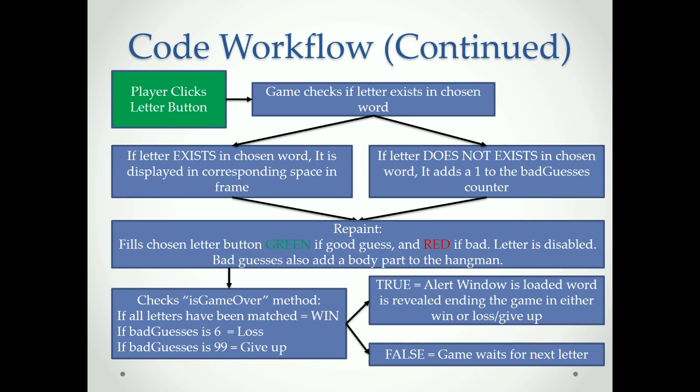After that, the isGameOver method is called, and if all the letters have been matched, this equals a win. If the bad guesses counter is set to 6, this is a loss. And if bad guesses is set to 99, this equals that the player has given up. So if game over returns true, an alert window is loaded and the word is revealed, ending the game in either a win or a loss. And if it's false, the game continues and waits for the next letter.